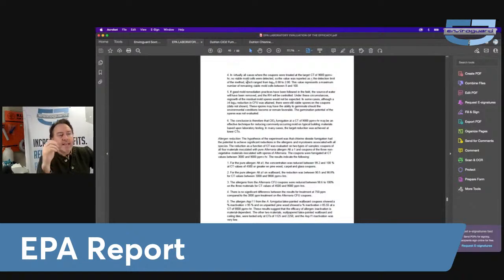In virtually all cases where the coupons were treated at the target of 9,000 ppm per hour, no viable mold cells were detected. So the value was reported as equal to or less than the detection limit of the method, which ranged from a log rate of 0.88 to 2.0. This value represents a maximum number of remaining viable mold cells between 8 and 100.